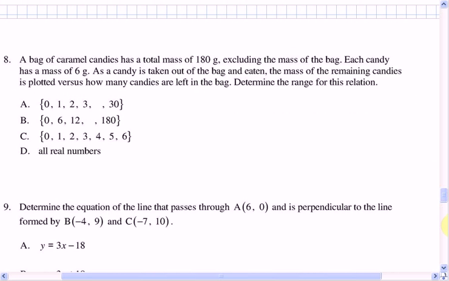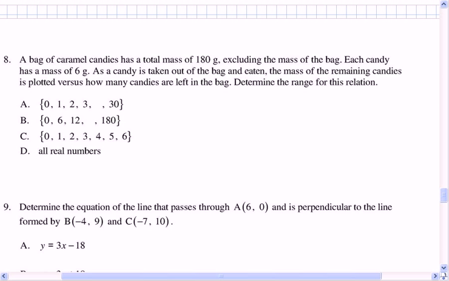Okay, number 8. A bag of caramel candies has a total mass of 180 grams, excluding the mass of the bag, meaning don't take into account the mass of the bag. Really, the mass of the bag is really small anyways. Each candy, though, has a mass of 6 grams. It says a candy is taken out of the bag and eaten. The mass of the remaining candies is plotted versus how many candies are left in the bag. Determine the range.